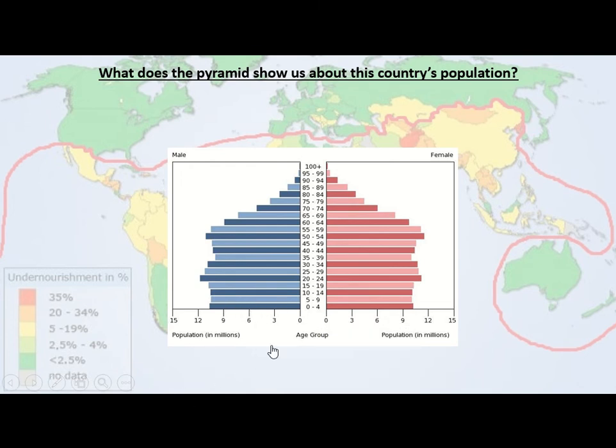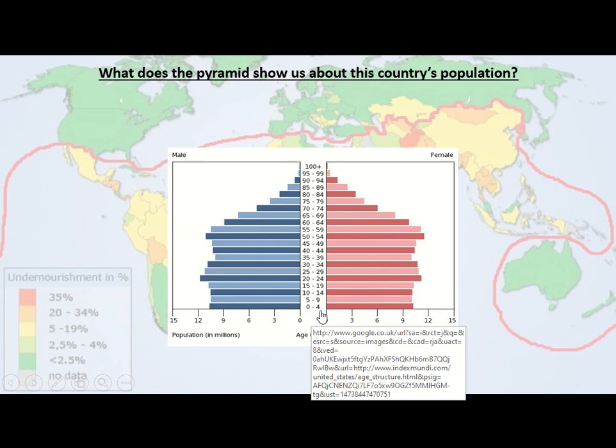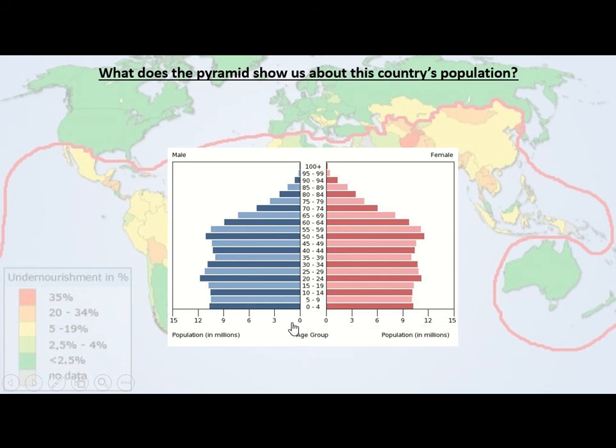Sorry about those things that keep appearing. The left-hand side you've got males, on the right-hand side you've got females. And then up the middle, which is essentially your axis, you've got the age ranges, 0 to 4, 5 to 9, 10 to 14, all the way up to 100 plus. Okay? And then at the bottom, this x-axis, you've got the numbers. Okay, this is in millions. So this looks like roughly 11 million-ish, and this one's about 10 million.